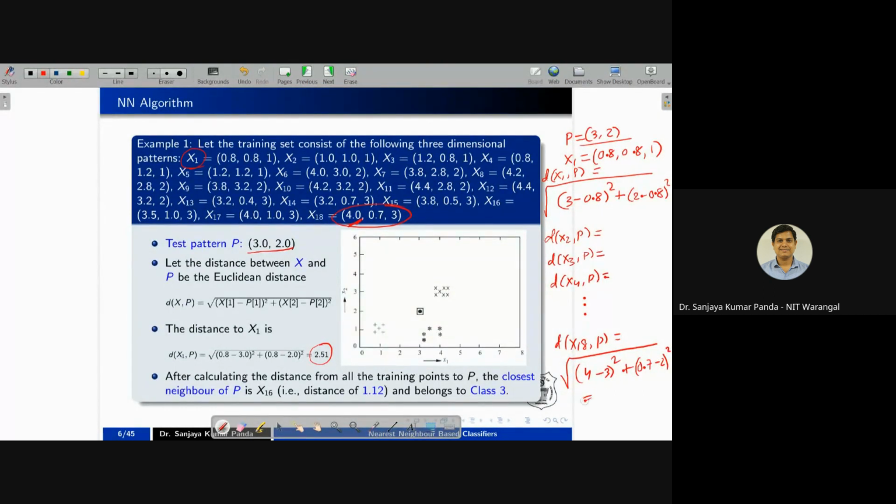So how much will you get? Can anybody calculate? It is 4 minus 3 whole square plus 0.7 minus 2 whole square, and its root.